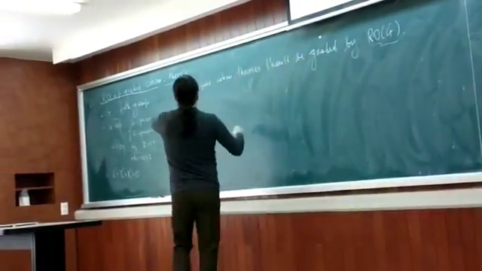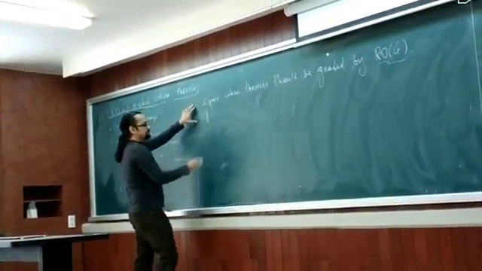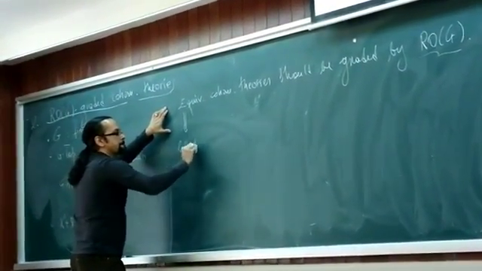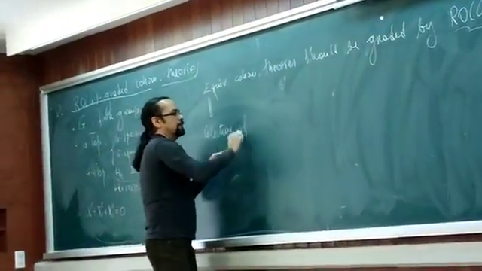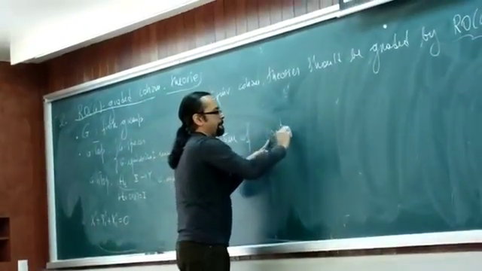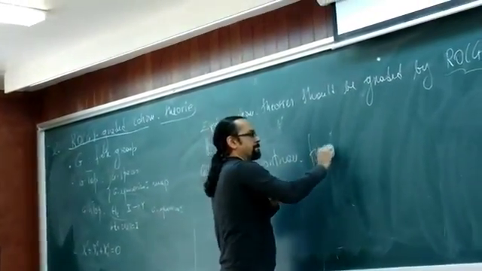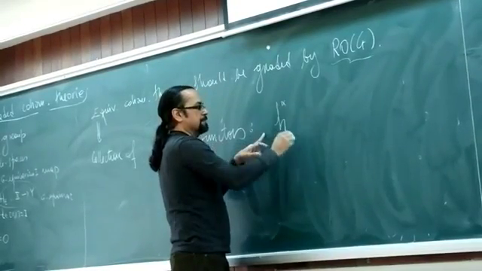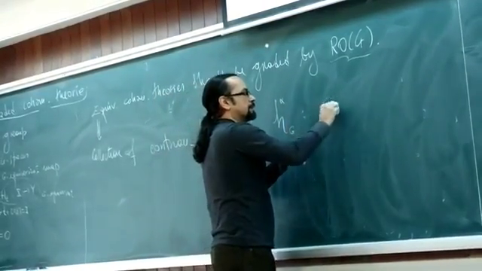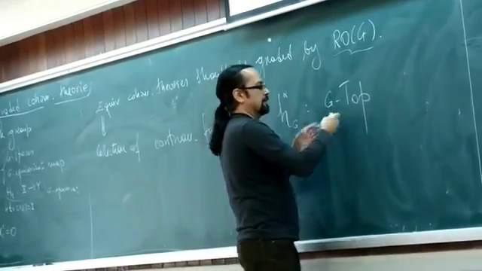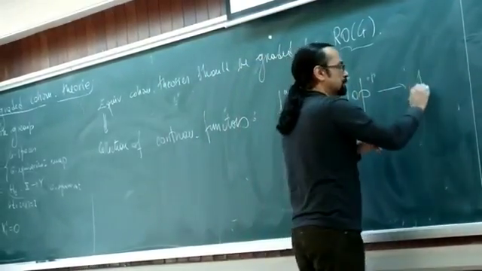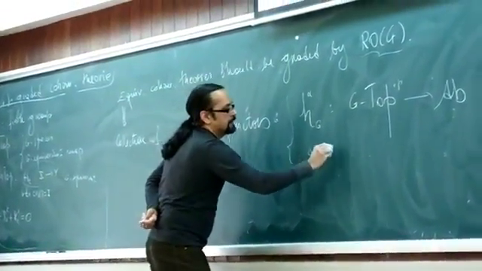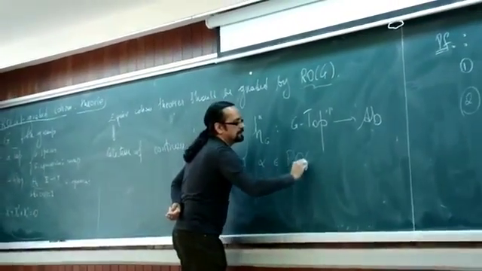So what does it mean? That means that we have a collection of contravariant functors, let's say H upper alpha, with a G over here, from the category of G-spaces to abelian groups, where alpha is an element that belongs to the representation ring of G.